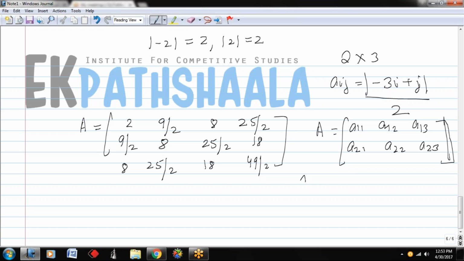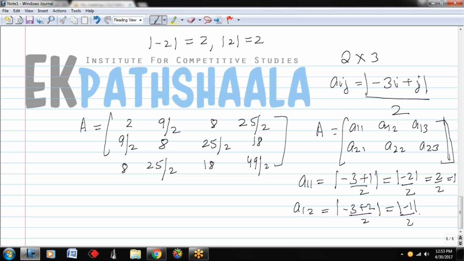What is A11? A11 is mod of (minus 3 plus 1) whole divided by 2, minus 2 by 2, which is 1. Don't directly write the answers; this is basically the fair work. A12? 1 by 2. So this is how practically we are getting. I simply write down the answers now.